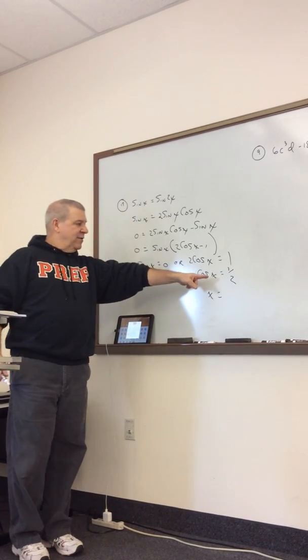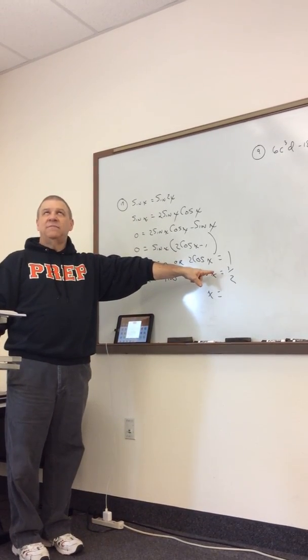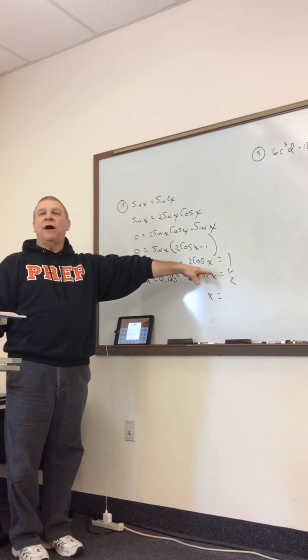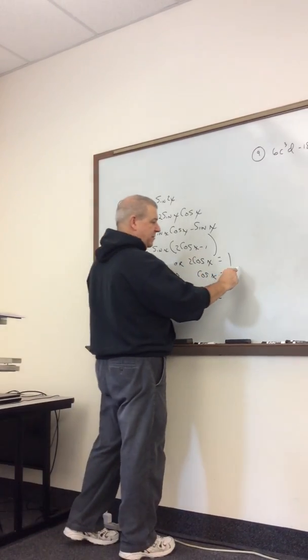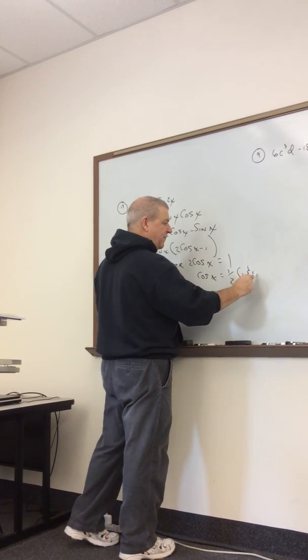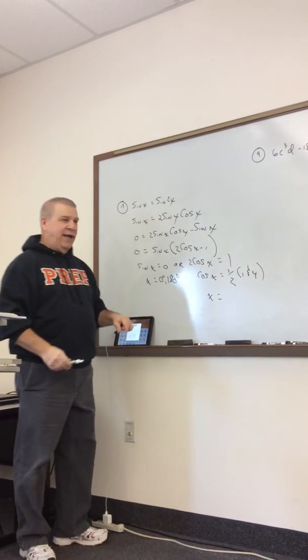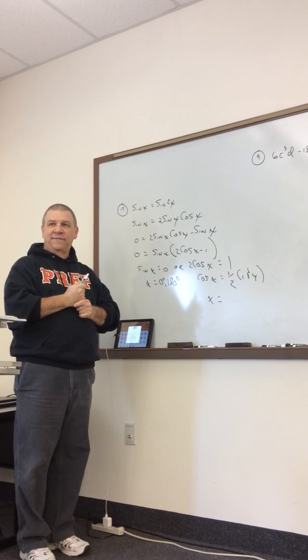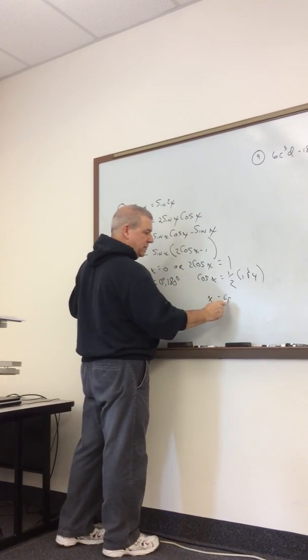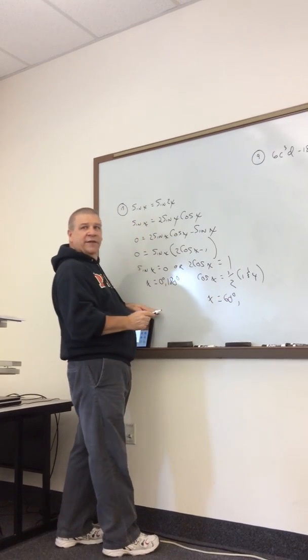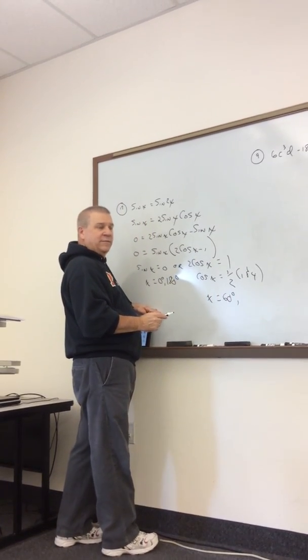Okay, what quadrants is this in? What quadrants? Rob? 1 and 4. Okay, what's the angle for cosine that's 1/2? Rob? 60. And so what is it in the fourth then? 300. 300.